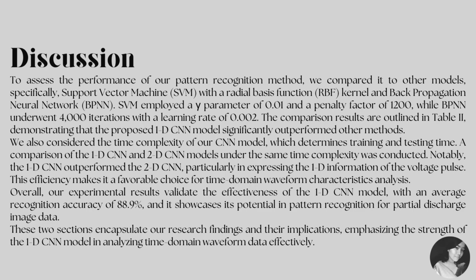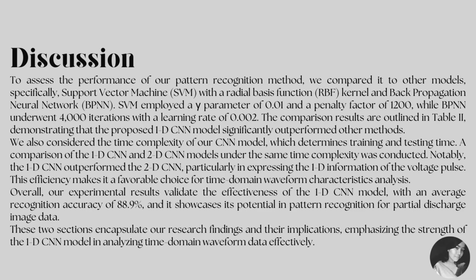To assess the performance of our pattern recognition model, we compared it to other models, specifically support vector machine (SVM) with a radial basis function kernel and backpropagation neural network. SVM employed a gamma parameter of 0.01 and penalty factor of 12,000, while BPNN underwent 4,000 iterations with a learning rate of 0.002. The comparison results are outlined in Table 2, demonstrating that the proposed 1D CNN model significantly outperformed other methods. We also considered the time complexity of our CNN model, which determines training and testing time.